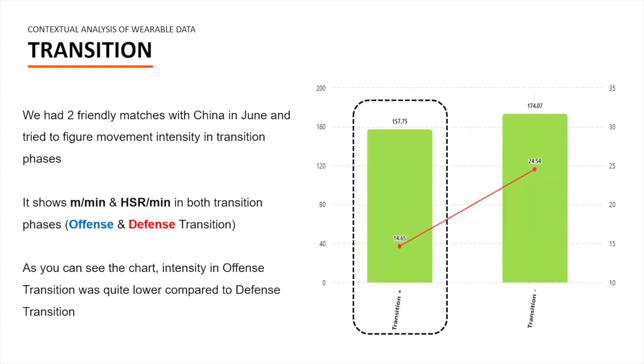Then after Doha Cup, we had 2 friendly matches against China in preparation for the Asian Games. At the time, the physical coach and I wanted to figure out the intensity of transition phases. This chart shows meters per minute and HSR per minute in both transition phases, offense and defense transition. As you can see in the chart, intensity in offense transition was quite lower compared to defense transition.